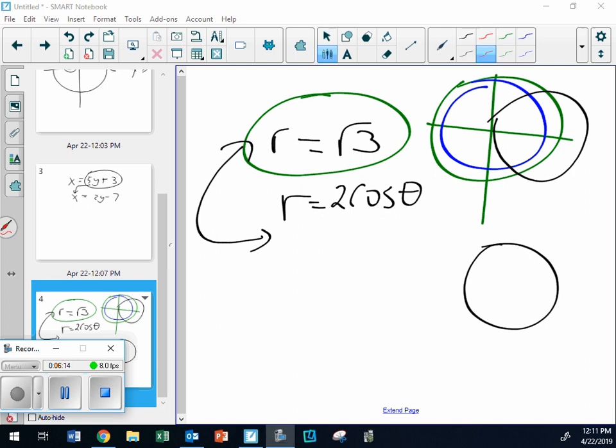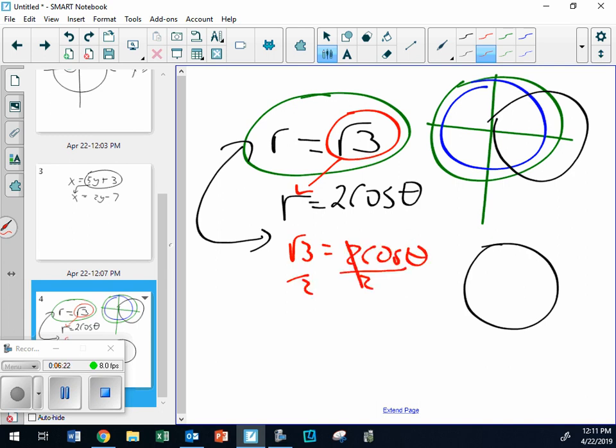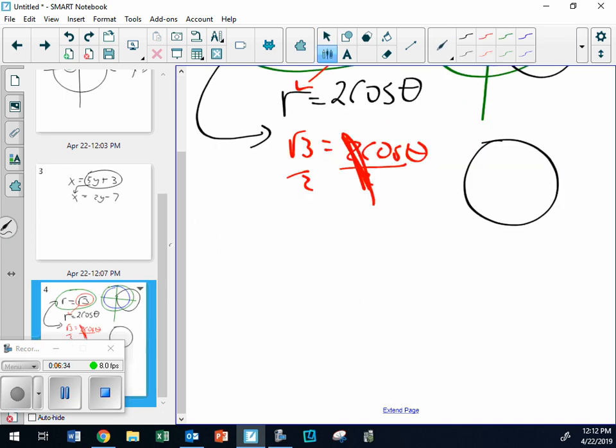Okay, so by now you should have figured out that that needs to go there, and you have square root of 3 equals 2 cosine theta. Then you divide by 2. Am I doing inverse trig, so this can only happen in a certain spot? Nope, this is not inverse trig. Don't forget that if it was, there's certain places you can be, certain restrictions. So this doesn't have restrictions, so usually that means there's two answers.